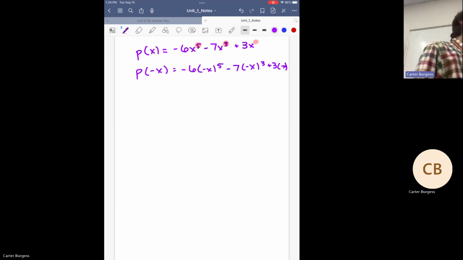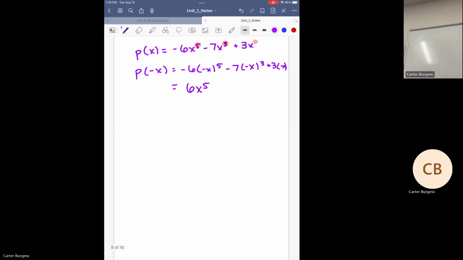All right. And what do we notice about when we take each of these negative x's and raise them to an odd power? What's going to happen to each of them? We're going to end up with the negative version of each of these, and when we multiply that negative through, we're going to see this change to our function here. So negative x raised to the fifth will be negative x to the fifth times negative 6, which will give us a positive 6x to the fifth. Negative 7 times, in this case, negative x cubed is going to give us a positive 7x cubed, and then positive 3 times negative x gives a negative 3x.